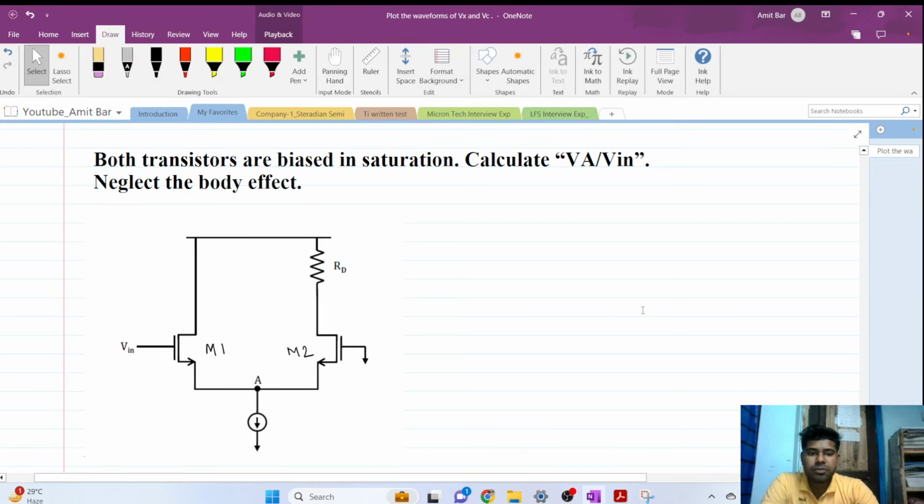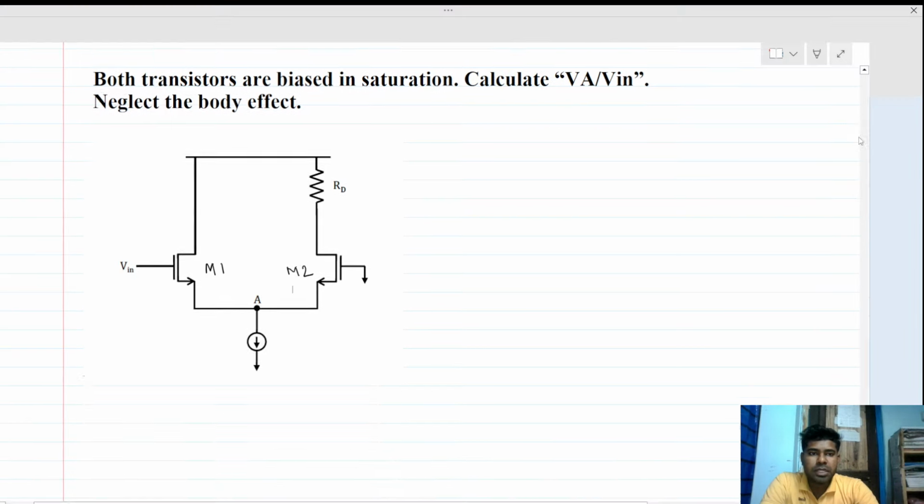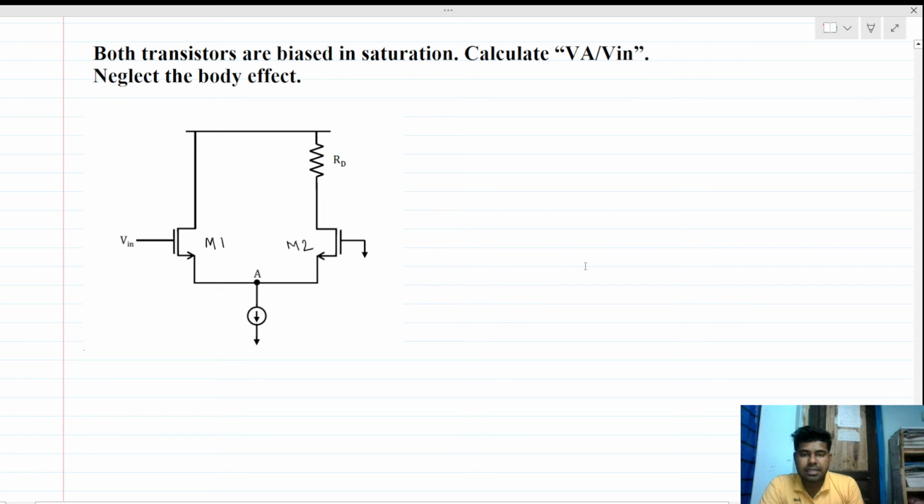Hi everyone, welcome to this session. Today we will be solving this interview question. Basically, this is a very easy circuit but interesting. So let's solve it.